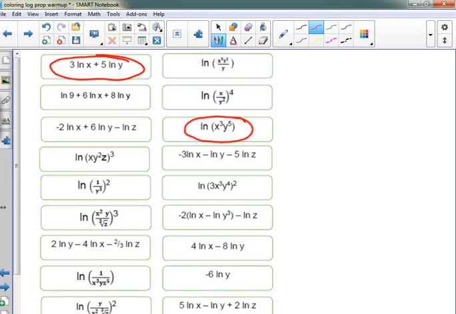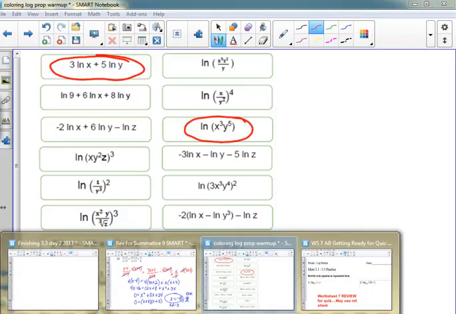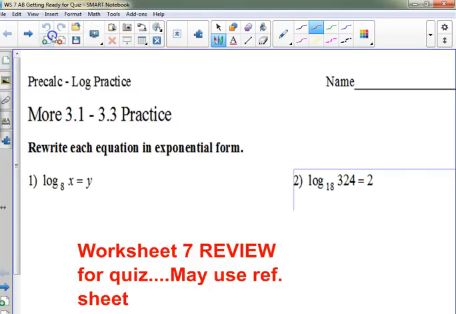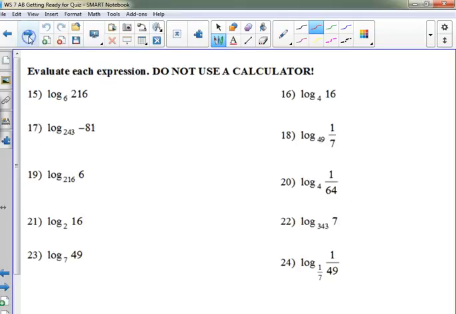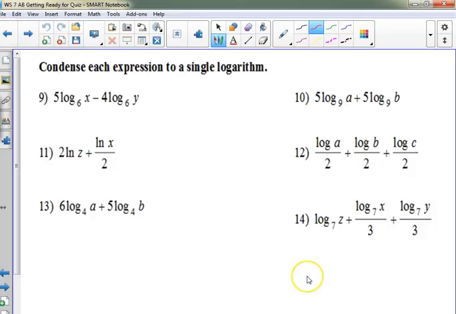All right, guys, one more thing before I stop the recording. Worksheet 7 is just all full of fun getting ready for the quiz. Guys, worksheet 3 would, or 7, 7, I lied. Worksheet 7 would be really good practice.